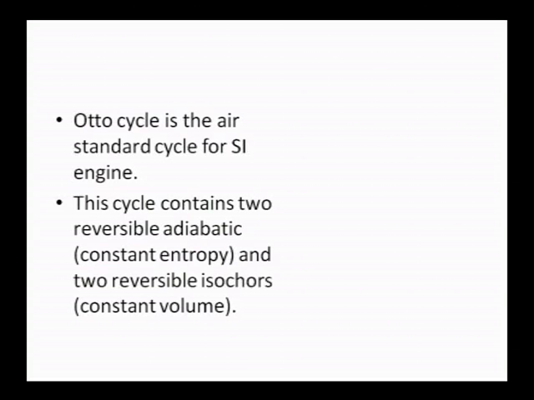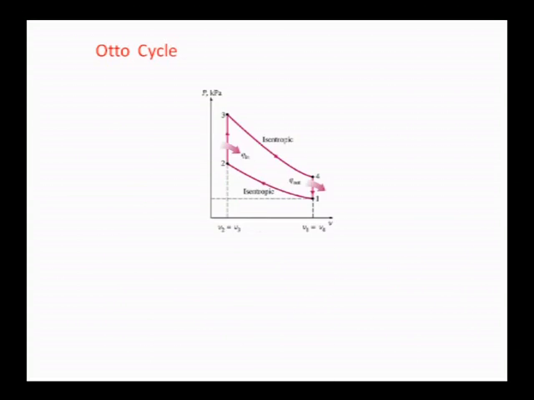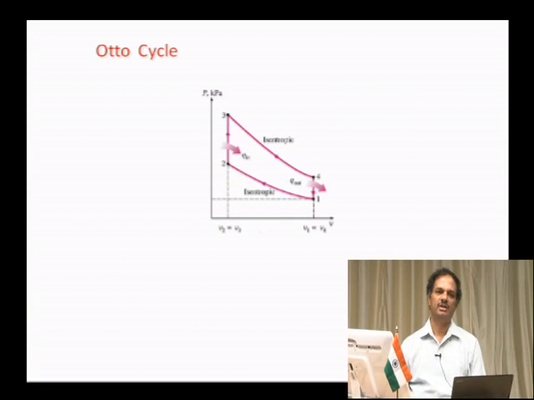Now, you can see this PV diagram again here. 1 2 is the isentropic process, that is reversible adiabatic, and 2 3 is the constant volume heat addition. You can see Q in, heat is added into the system by burning the fuel, and 3 4 is the isentropic expansion, that is a reversible adiabatic process. 4 1 is the heat rejection process, that means heat is given out in the case of 4 1. So, this constitutes the Otto cycle. It consists of 4 processes.